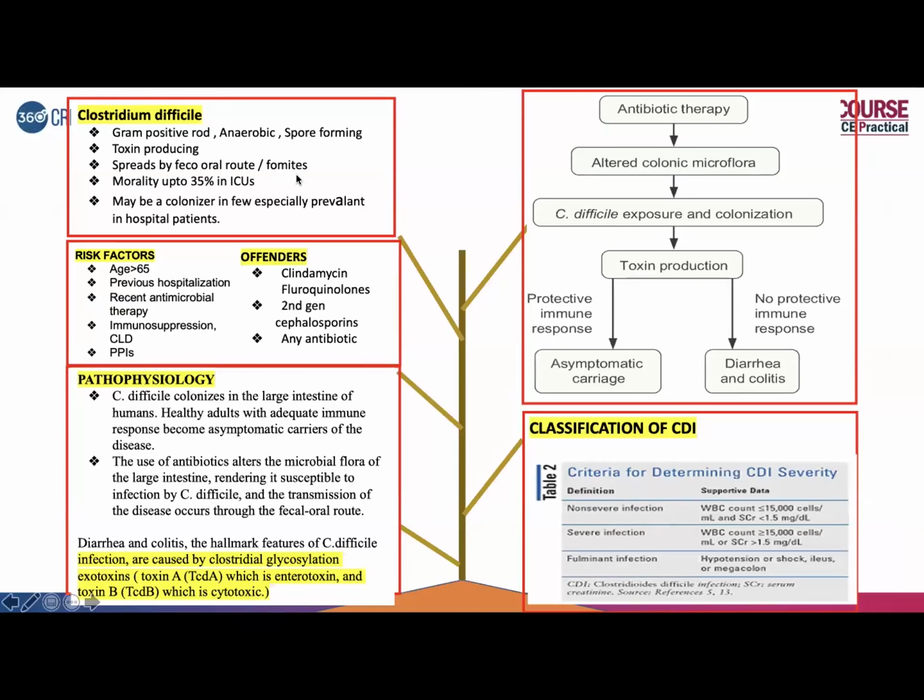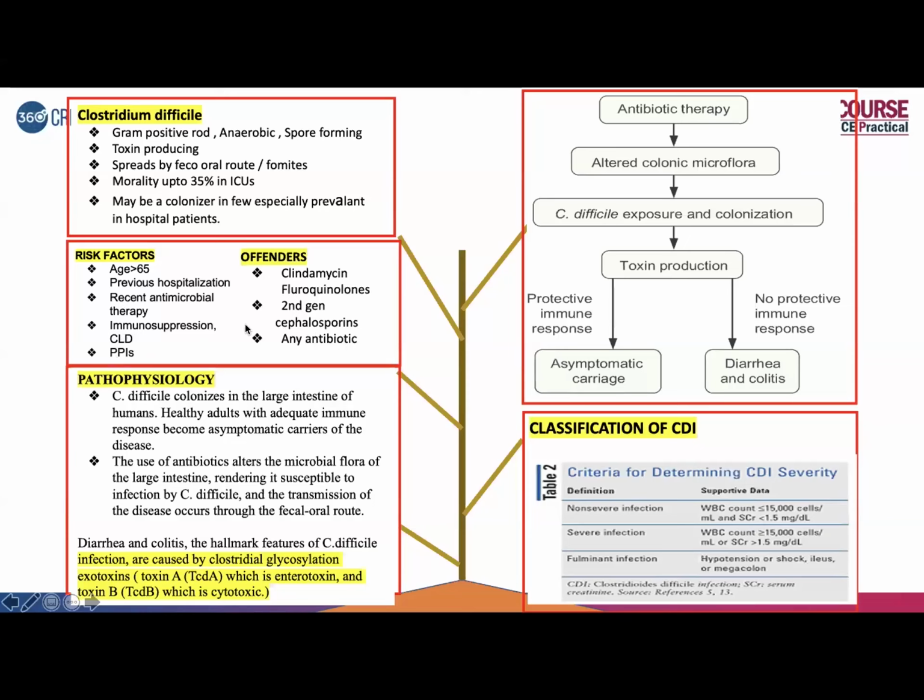Okay, the mortality is up to 35%. It can be a colonizer in a few hospitalized patients also. The risk factors being age more than 65, previous hospitalization. The main risk factor is recent antimicrobial therapy, especially clindamycin, fluoroquinolones, second generation cephalosporins, any antibiotic per se. Immunosuppression, PPIs, proton pump inhibitors, and CLD patients are also high risk factors for C. diff infection.